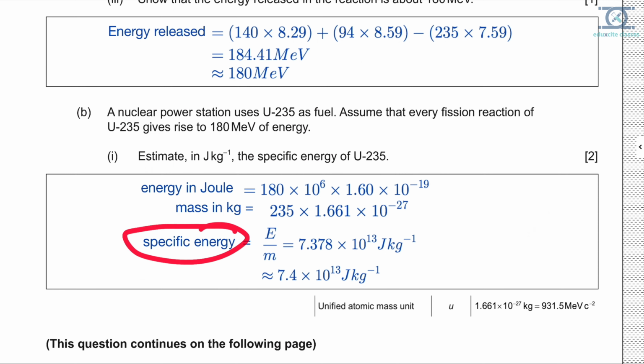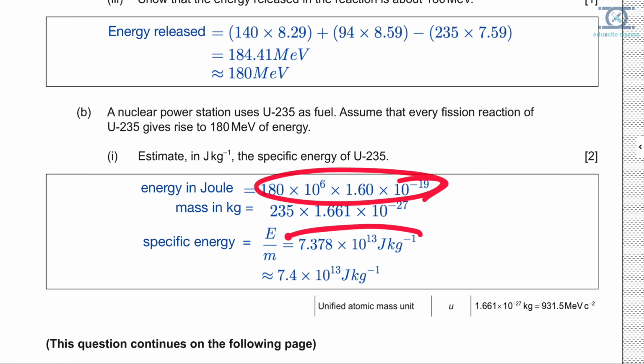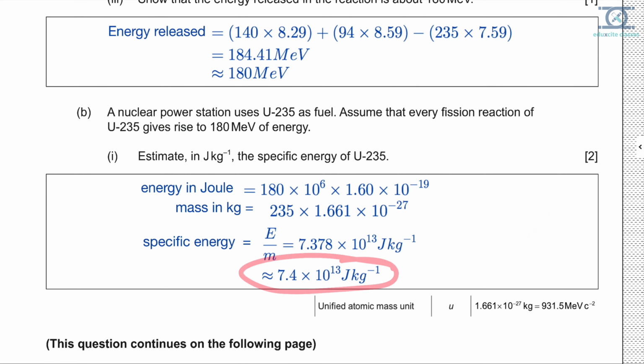So specific energy is nothing but energy per unit mass. This is the energy we have, and you just have to divide it by the mass. So you will get 7.378 times 10 raised to power 13 joule per kg. You can do the calculation on your own, and by rounding off you will get 7.4 times 10 raised to power 13 joule per kg. So that is the estimate of the specific energy, that is, energy per unit mass. Okay.